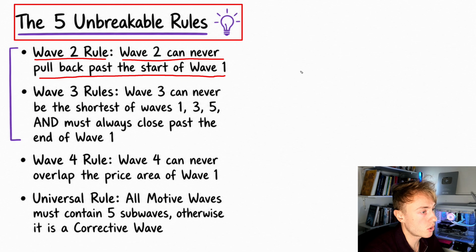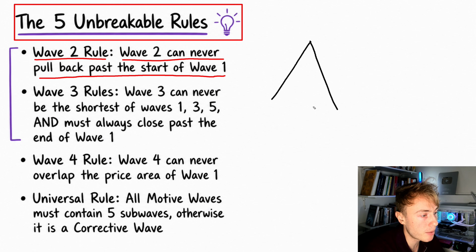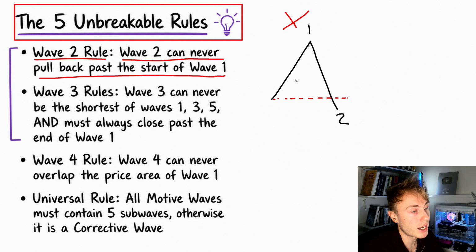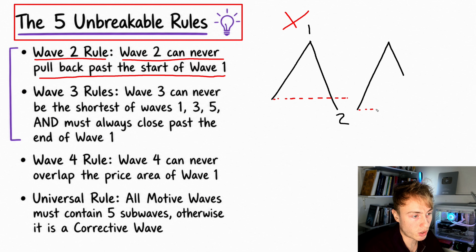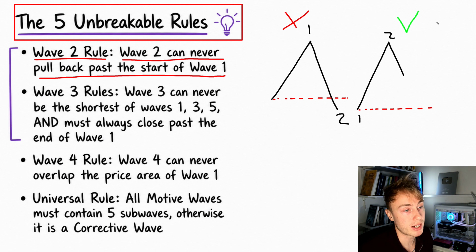So let me try to show you this. If this right here is wave 1, what this rule states is that wave 2 can never fall below the start of this wave. So if we have a move that looks something like this, remember, this is wave 1 and this is wave 2. If wave 2 falls below this red line right here, this is not a valid wave 2 and we broke the rule. So in order to not break the rule, we have wave 1, and we need wave 2 to not go below the start of wave 1. So the example to the right here was valid and it did not break the rule.